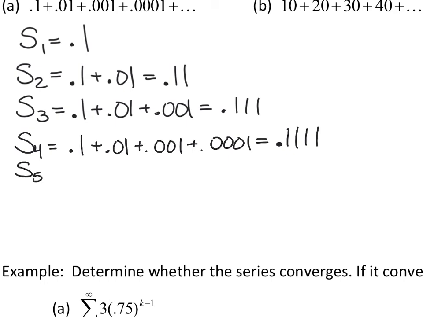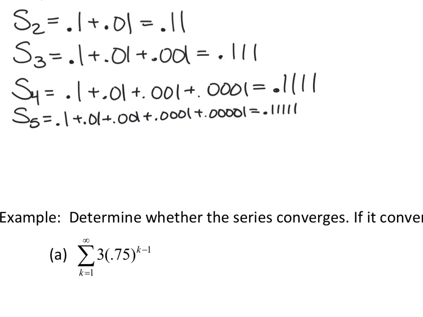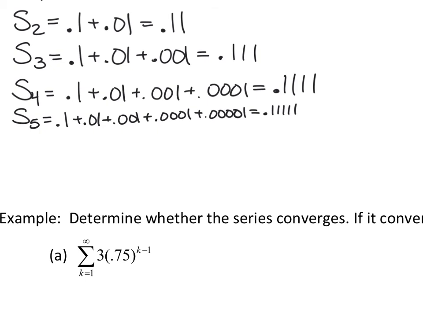And the fifth partial sum, 0.1 plus 0.01 plus 0.001 plus 0.0001 plus 0.00001. Is that enough zeros? Yes. Equal to 0.11111, because we're just adding these numbers up.